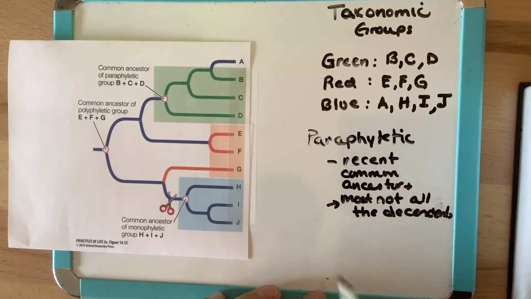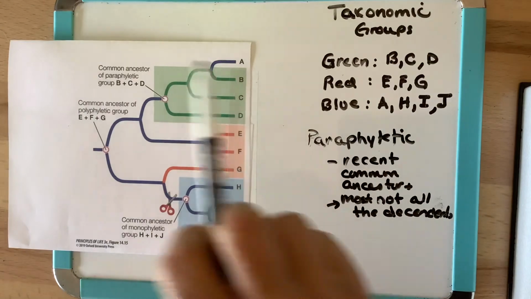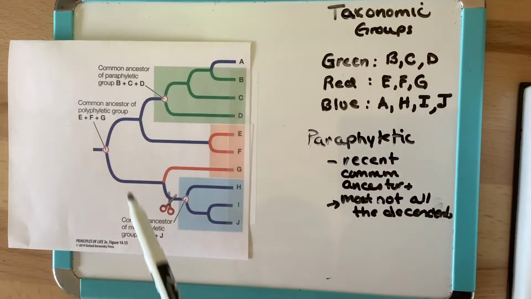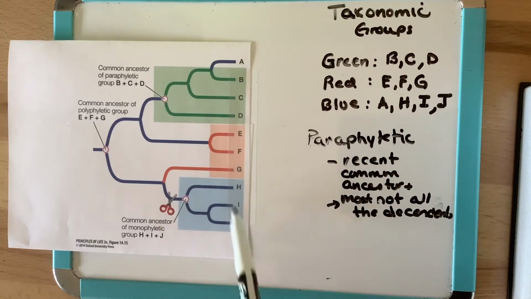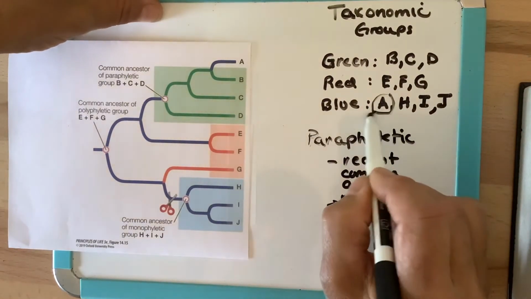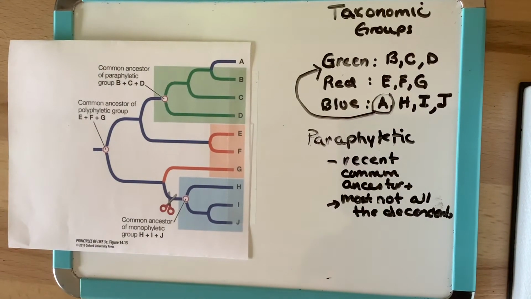Most, not all. The problem is that A, based on this phylogeny, is more closely related to members of this group than to other members of the taxonomic group that it's currently in. Now, when this happens, it's not that big of a deal. It means the taxonomic group requires minor revision. And what we want to do is take A out of the blue group, and we're going to put it in the green group. And when we do that, we will have established a monophyletic group.